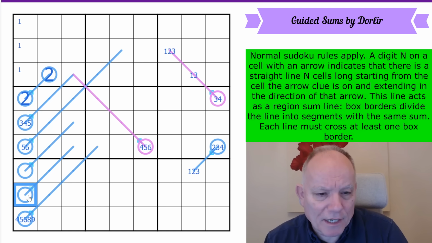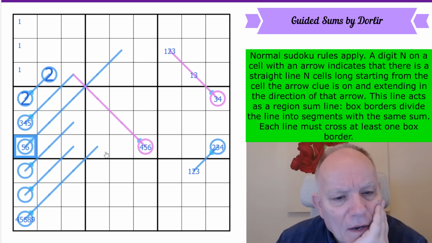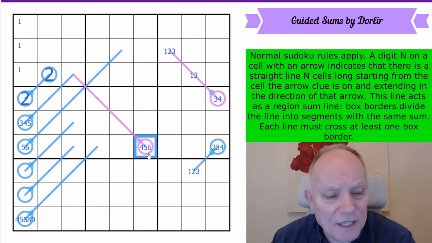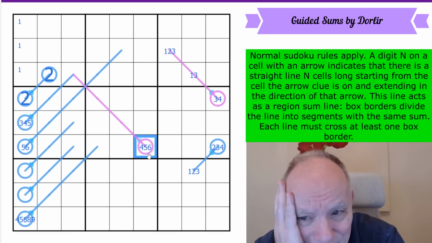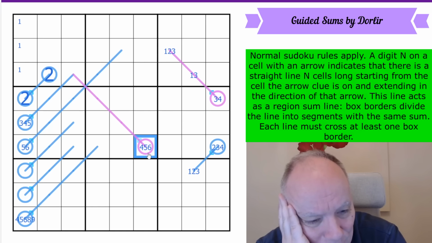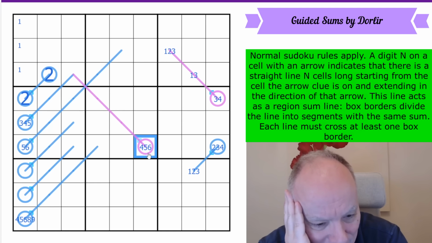That's so strange. It's got to be something to do with the groupings of digits on here. So if this digit, we already know it's 5 or 6. Okay, maybe there's a way to rule out 4 from here. I just don't think there is. I don't know what we're going to do. The puzzle's called Guided Sums, but I'm not feeling the guidance at the moment, if I'm brutally honest.